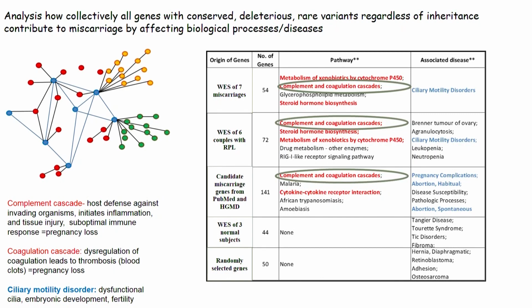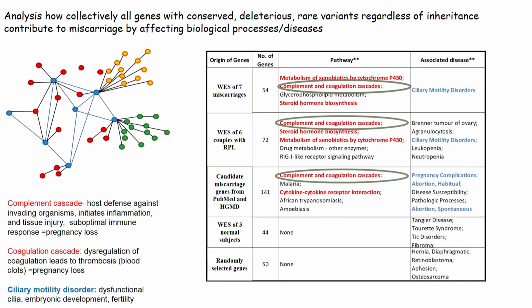affected by variants more than by chance in our miscarriages and couples, and the complement cascade has importance for pregnancy because it is important for host defense against invading organisms, and initiates inflammation and tissue injury, and the bottom line is the suboptimal immune response, which could easily lead to pregnancy loss.